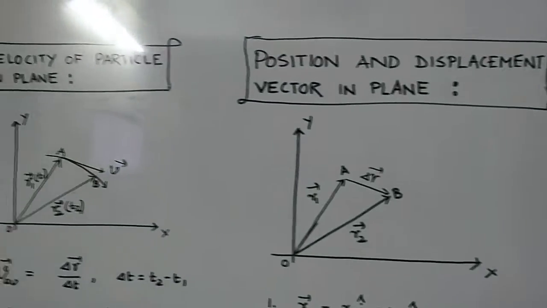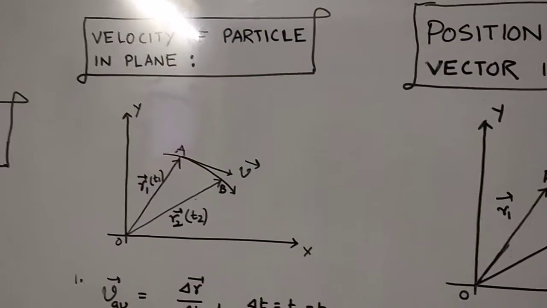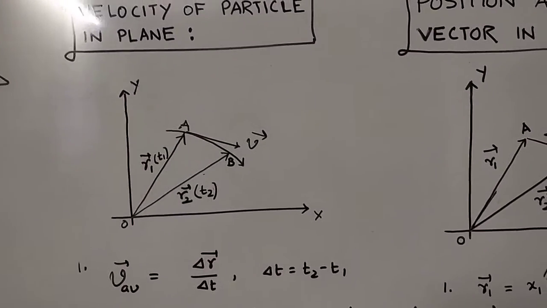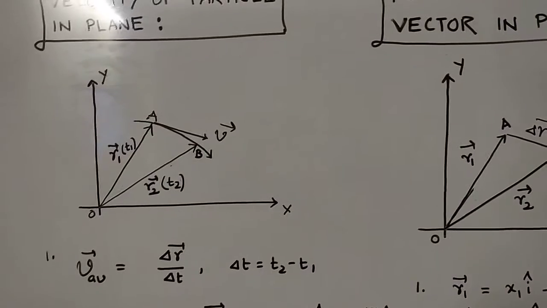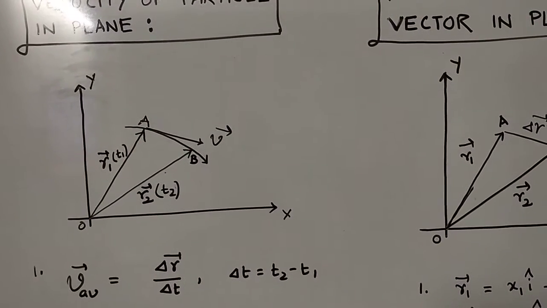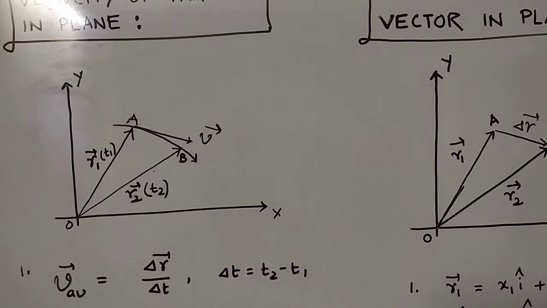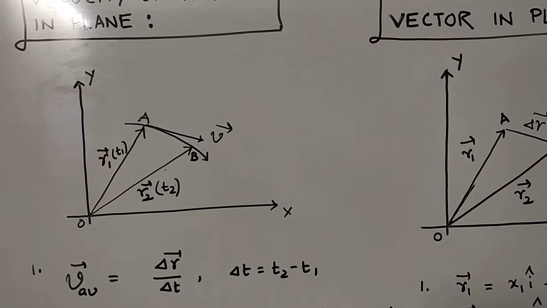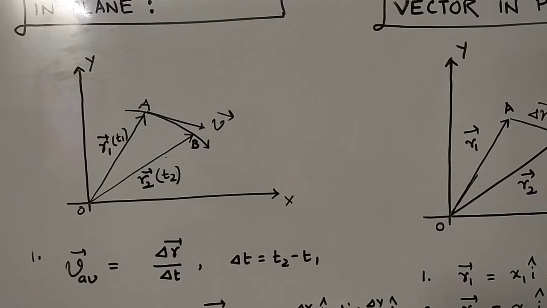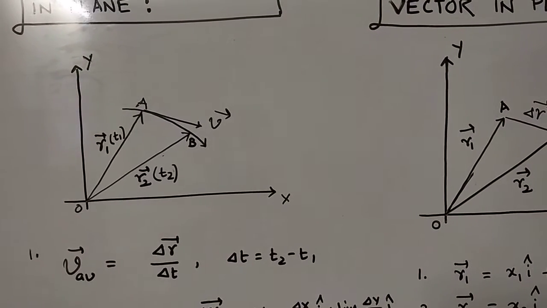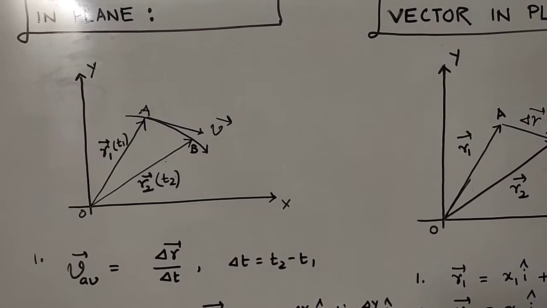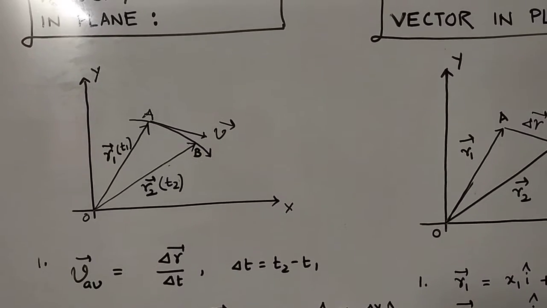Now related with this, let me try to define the velocity of the particle. Already we have defined that an object is moving and it is at position A corresponding to the r1 vector. Within bracket we have written t1. It means r1 vector is the position vector of the object at A in time t1, and after a certain time it has its position at B corresponding to the position vector r2 vector in time t2.